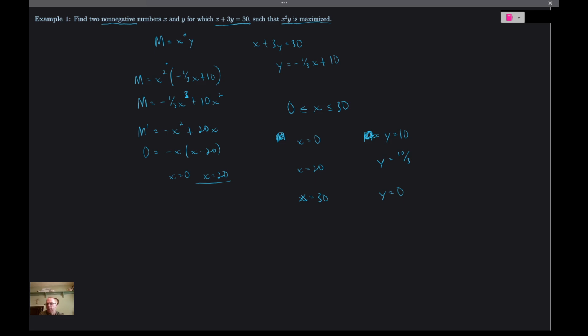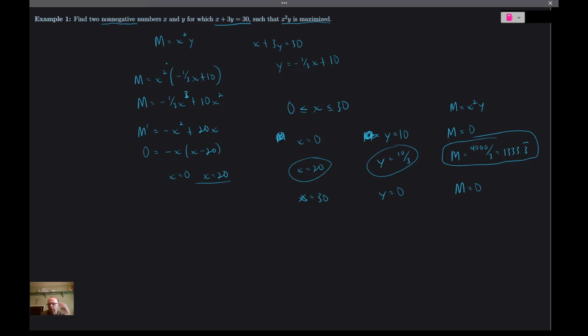Okay, so now we can find M. So M of course is x squared y. So 0 squared times 10 would be 0. 20 squared times 10/3 would be 4,000 over 3, or 1,333.3 repeating. And if y is 0, then x squared y is 0. So here we have our maximum, and this happens when x is 20 and y is 10/3.